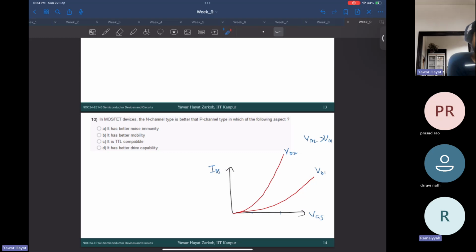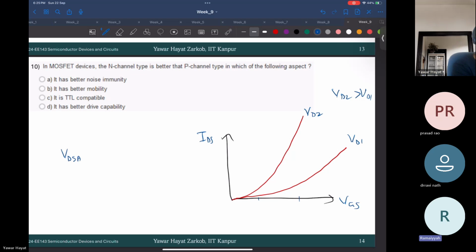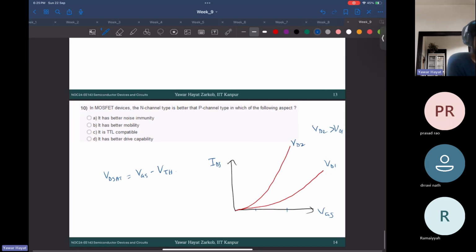No, that doesn't make sense to me. Why do you think that you should not have a higher current? Because since you have a higher VDS now, the VGS that you used earlier wouldn't suffice to have a current, right? You need a higher VGS. Only then would the pinch off be cancelled. Since you have a higher VDS, you have a pinch off earlier, right? Your VD sat is VGS minus VTH. Only if your VD is greater than VGS minus VTH, you will have pinch off, right?